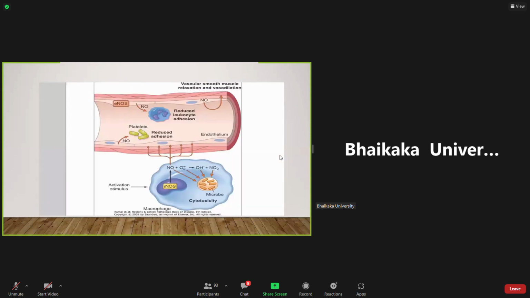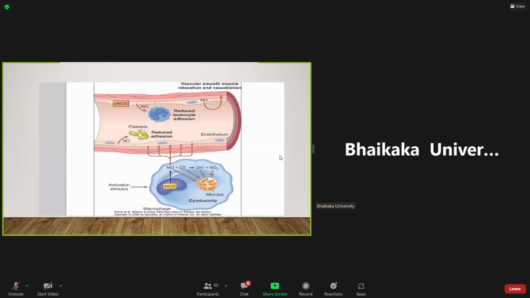As you can see in the picture, ENOS has come into play. It is causing release of nitric oxide from the endothelial cells. Then it is causing reduced leukocyte adhesion. On the other hand, nitric oxide is a vasodilator. So vascular smooth muscle relaxation and vasodilation occurs, and also reduced adhesion, and it will cause the cytotoxic activity within the macrophages.